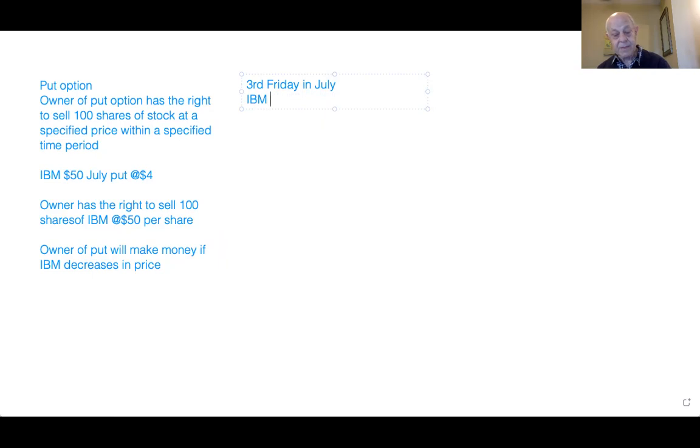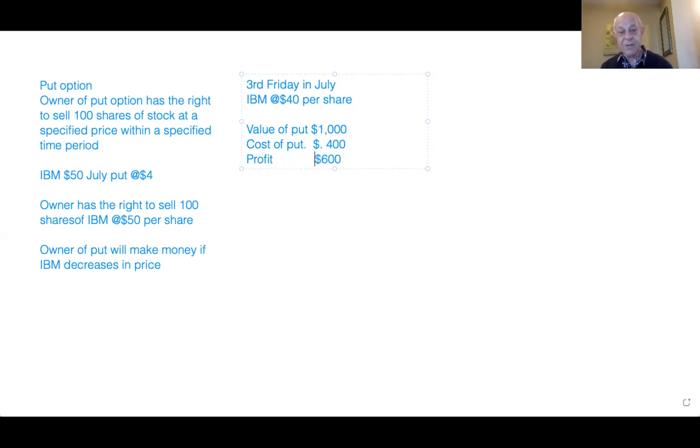All right, so now we come to the third Friday in July. And IBM is at $40 per share. Well, you have the right to sell 100 shares at $50 a share. You could go into the marketplace and buy it for $40 a share. So you're going to make $10 per share. Your option gives you the right to do that with respect to 100 shares. So the value of your option is $1,000. The cost of the put is $400, and your profit is $600.